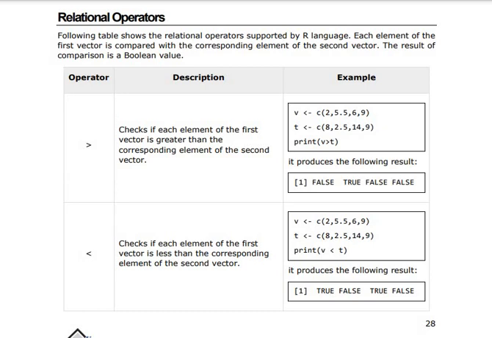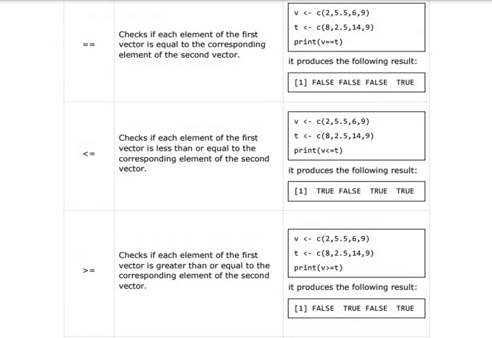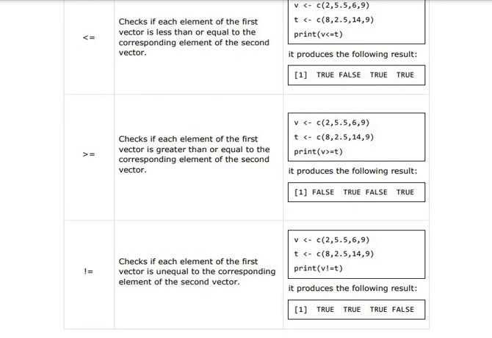Similarly, less than, each and every element of the first vector is compared with each and every corresponding element of the second vector. Equals to, less than or equal to, greater than or equal to. See the examples. Not equal to.